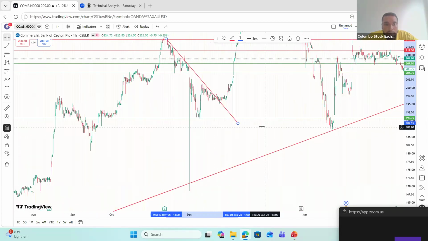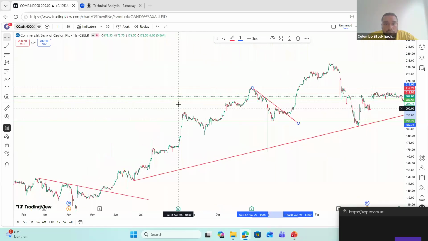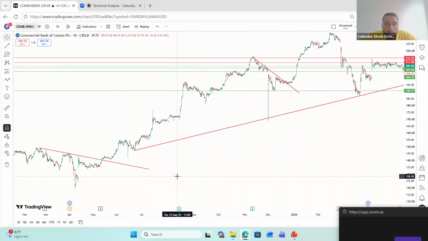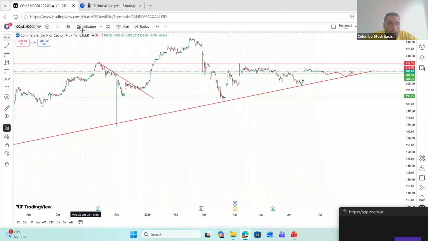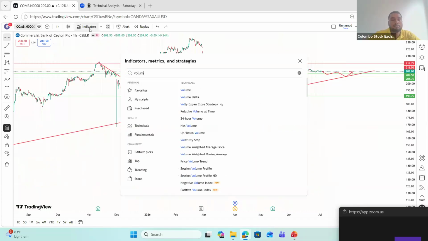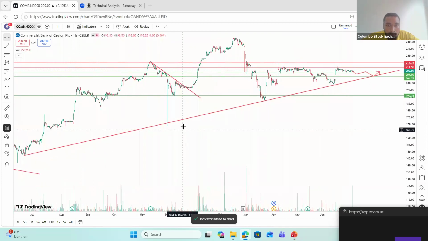And you have to confirm this trend breakout with high volume. Do we see high volume at this level? Yeah. After the change of character, we see high volume.